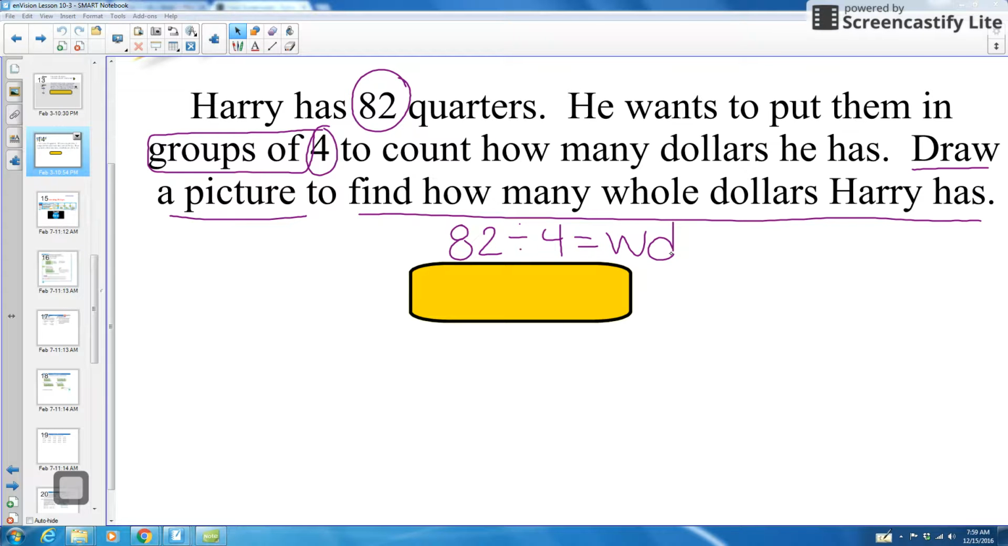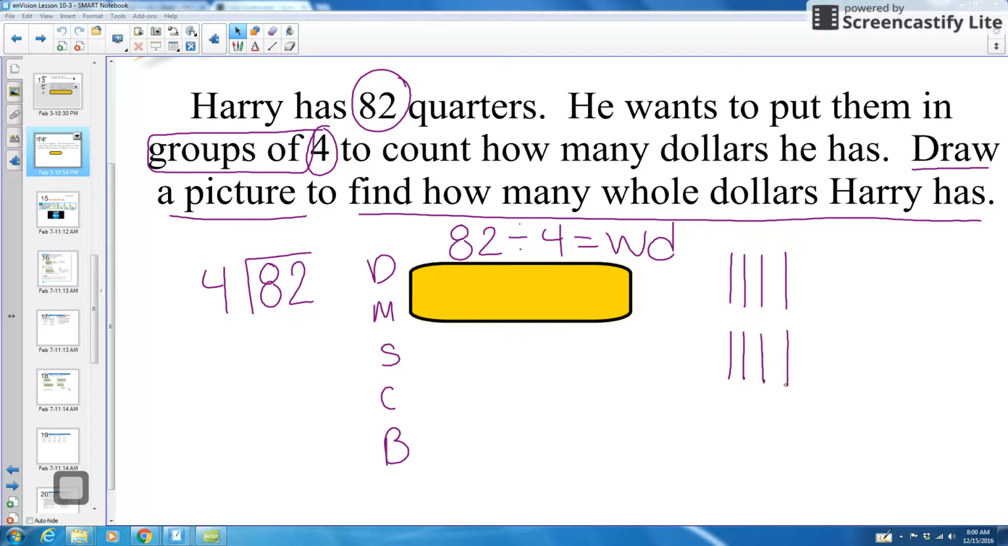You could think of this as just your long division and do 82 divided by 4 with your Does McDonald's sell cheeseburgers. Or you can draw, here's my place value, and you can use those to help you as well. If you would like to get a visual of what 82 looks like, and we're going to divide it into 4s. So it's up to you how you want to approach this, if you want to use a picture or if you want to use long division.